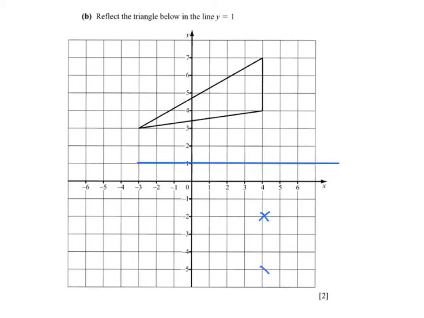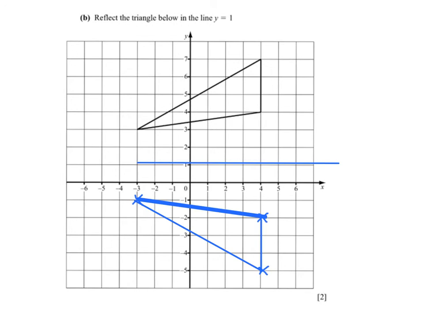And then if I continue doing that with the shape, get my 3 points of the triangle, and then I can join them up with my ruler. And I get my reflection.